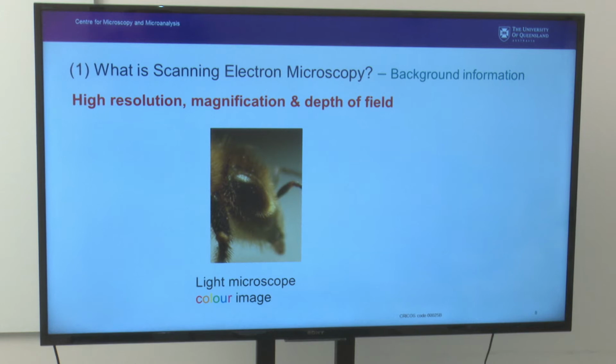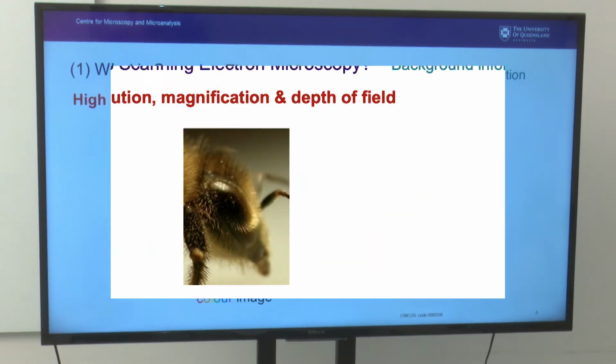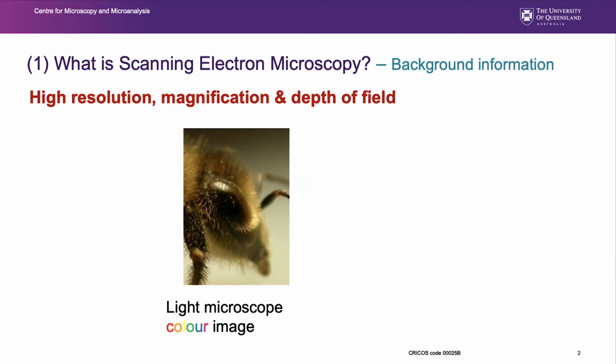SEMs provide us with high resolution, high magnification and great depth of field. If we compare something we're familiar with, the scanning electron microscope image, like a light microscope image of a bee, we can see that we're getting colour information. We've also got only certain regions of that image in focus. Our depth of field is not very great.